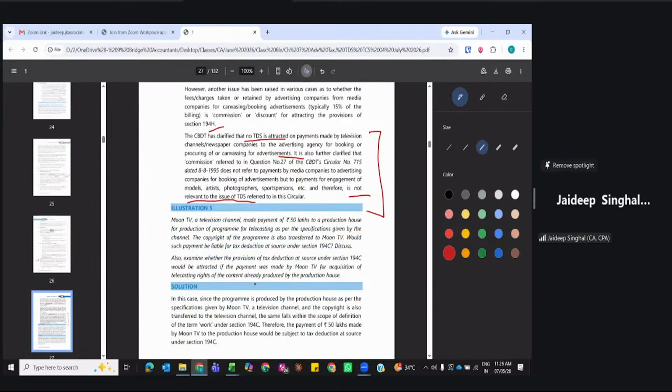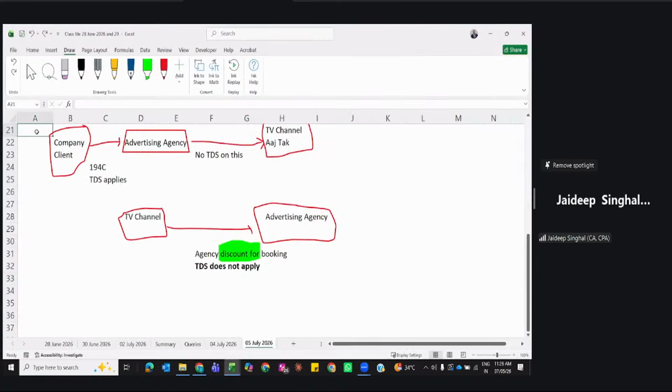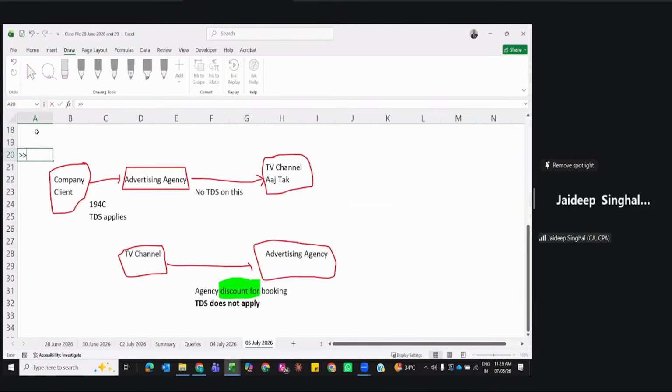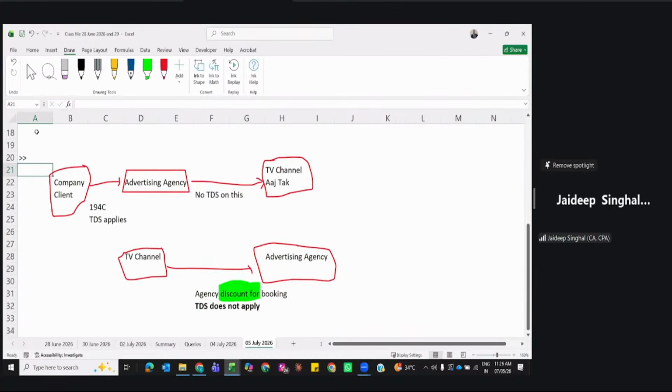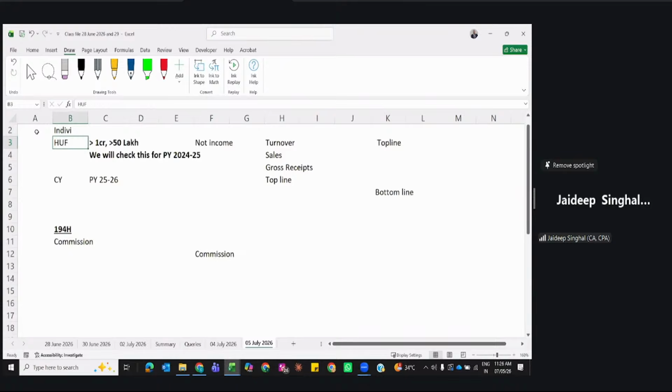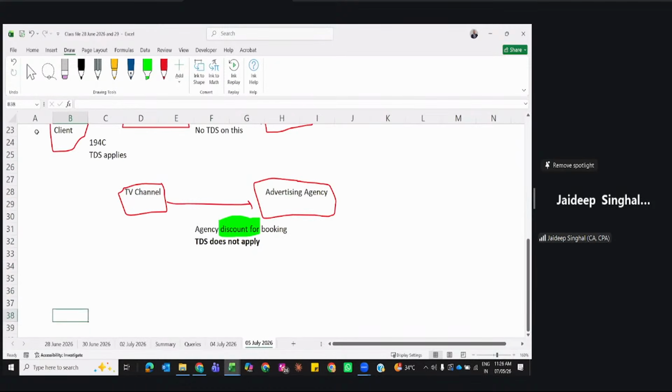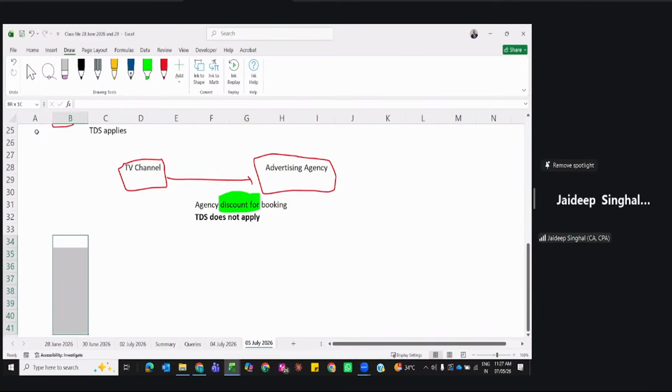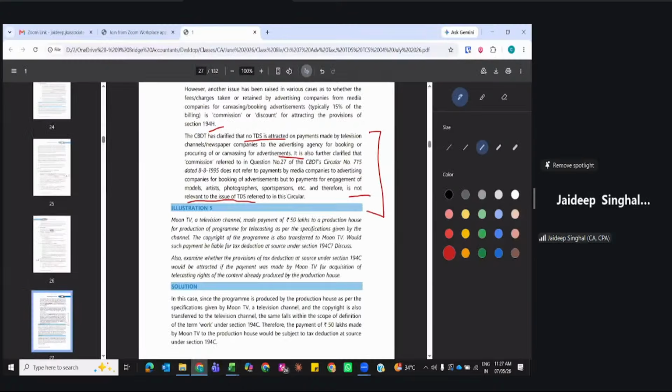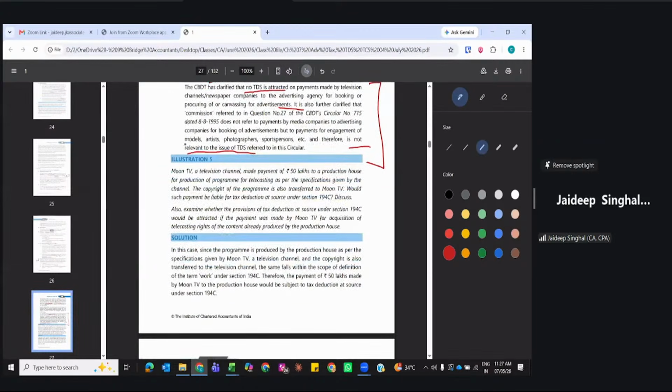Clear? Is this concept clear, everyone? In case of an advertising agency, what happens? Next. This example is a very good example. You can do it. Please do it. This is important. Okay. Next.